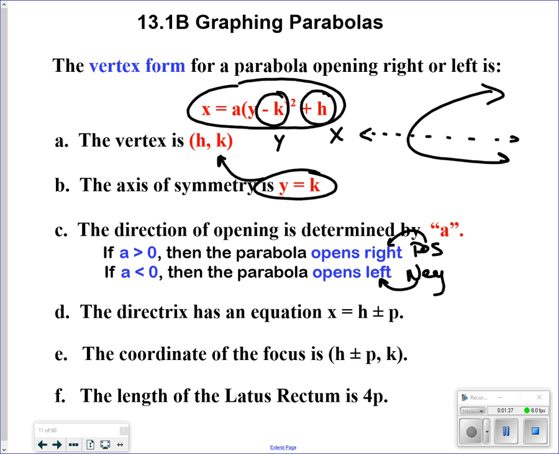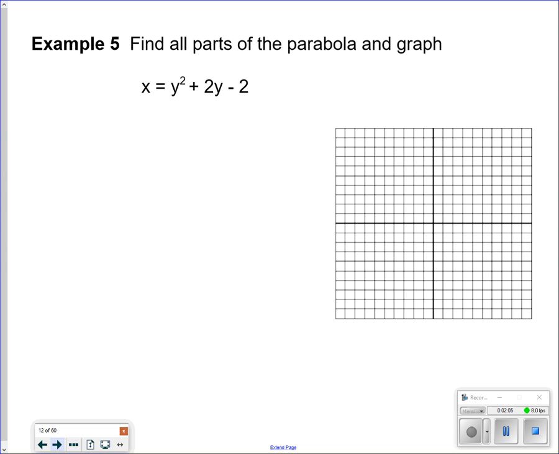You're still dealing with p. P is the exact same formula, so that hasn't changed. But your coordinates of the vertex now, you're going to go left and right. So you're going to go right P or left P when putting your focus. You're going to go up P or down P when drawing your line of your directrix. And the length of the lattice rectum is still the same. It's always 4P. So that hasn't changed.